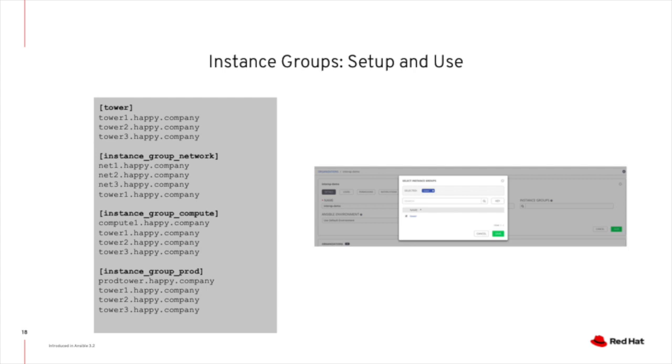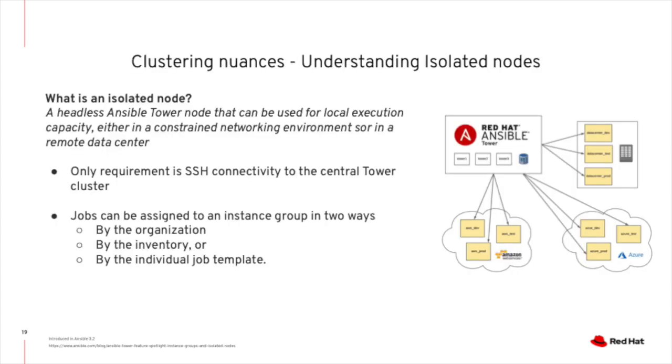Okay, so allowing you to scale as much as you want. Isolated nodes extend this idea a little bit more, right? What isolated nodes allow you to do is provide headless Tower boxes, right? So you have that central control plane or management plane that Tower is providing, and then as long as there's SSH connectivity to these isolated nodes, you can specify certain jobs to be run from those isolated nodes.